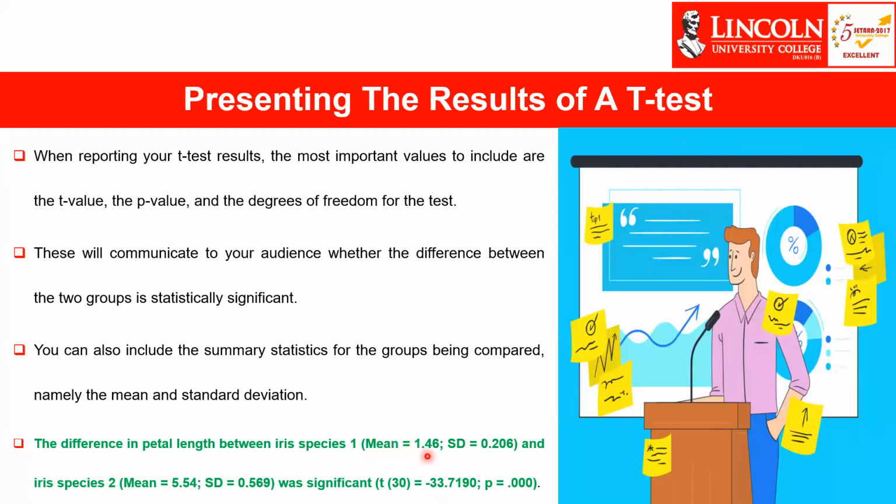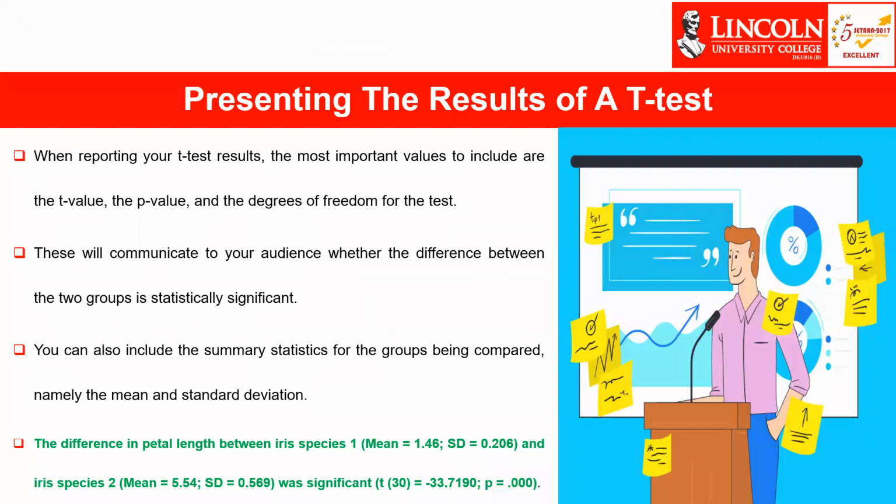Mean is equal to 1.46, semicolon, standard deviation is equal to whatever value you have, and for iris species 2, you have the mean to be this, and standard deviation to be this, was significant at the value t, with the N you have at the side, and t is equal to whatever value of t you have, then p. P is less than 0.05, but sometimes you can straight away put the exact value that you have here. But in some texts, you can see them putting p less than 0.05 or 0.01, as the case may be.